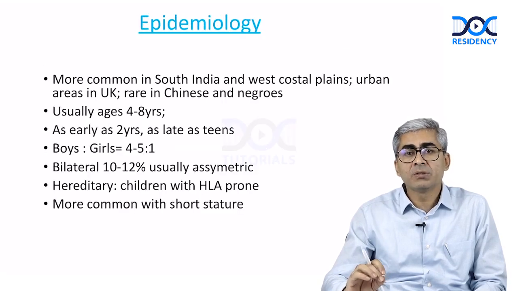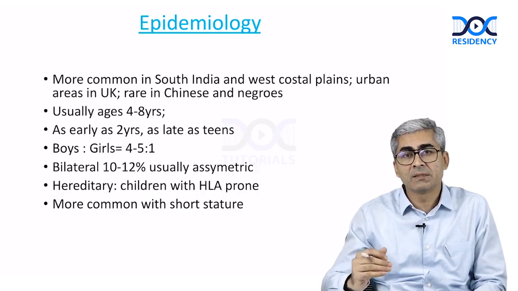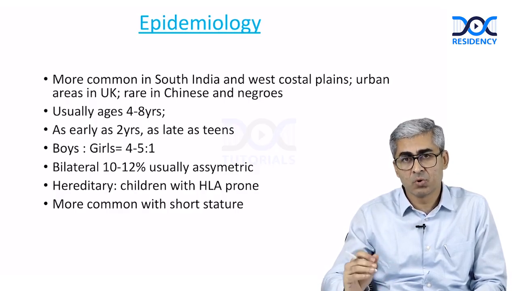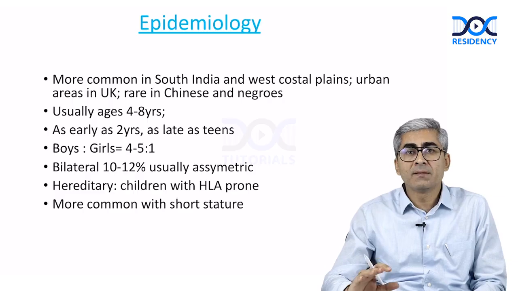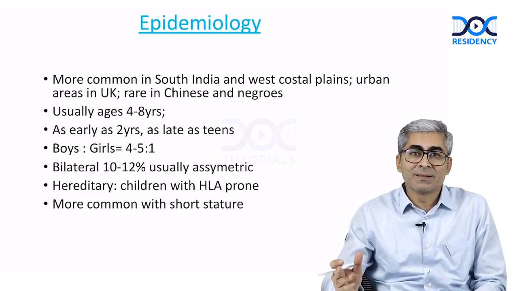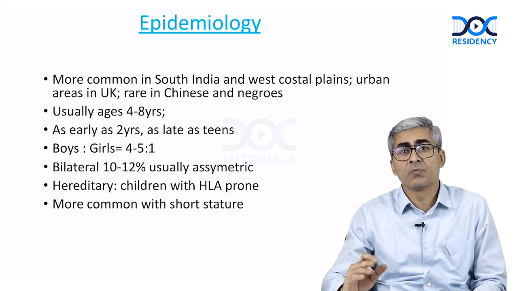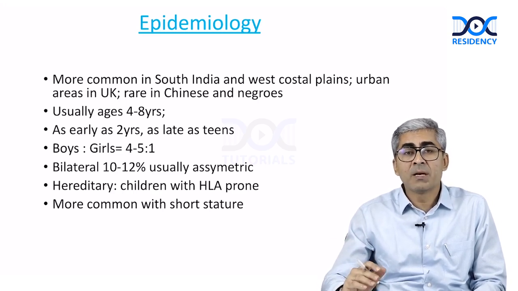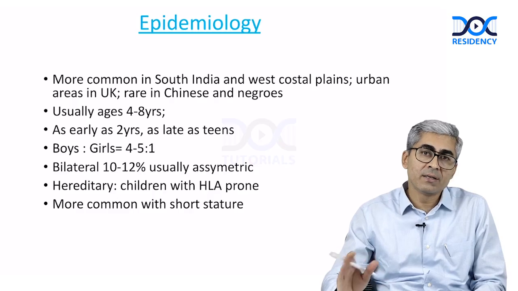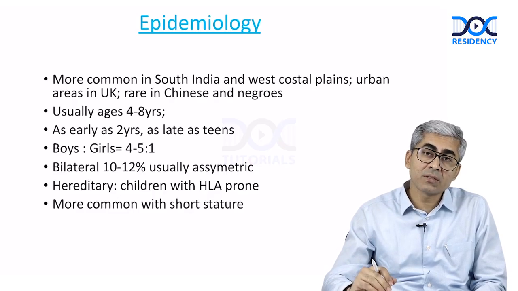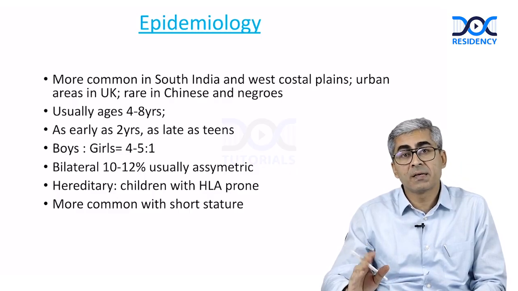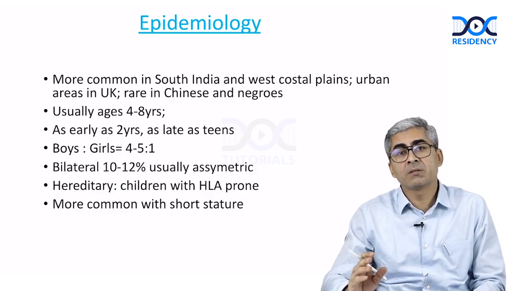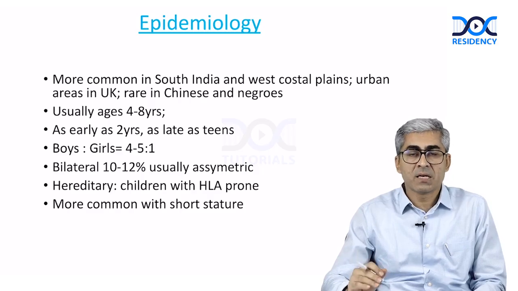Coming to epidemiology, it is common in South India, as I already mentioned, in the western coast area, and males are predominant. That means males are more affected than the girls. The ratio is usually around 4 to 5:1, and the common age group is 4 to 8 years, but there are outliers. Some children can present as early as 2 years, and there are late presenters at about 11 or 12 years, which we call late Perthes disease, and it behaves entirely differently.